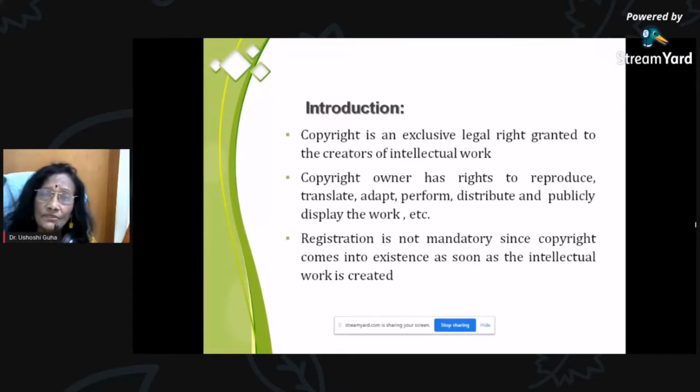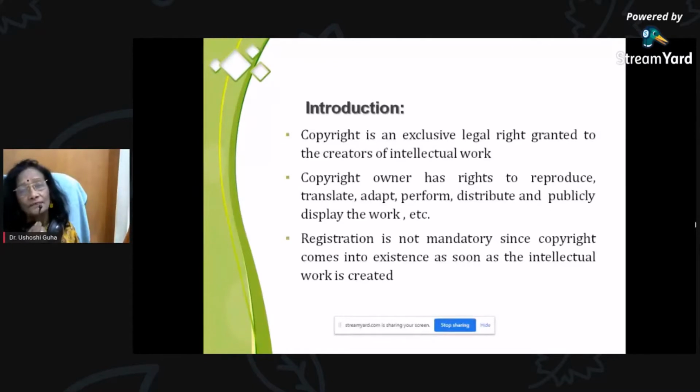The second point I want to emphasize here is that the copyright owner has rights too. It is the owner, that means one who has produced. He only can reproduce it, he only can translate, adapt, perform, distribute, display the work. So all the rights are owned by the owner or the creator. Here, the third part. My friends, I draw your attention to this third part because it always attracts controversy.